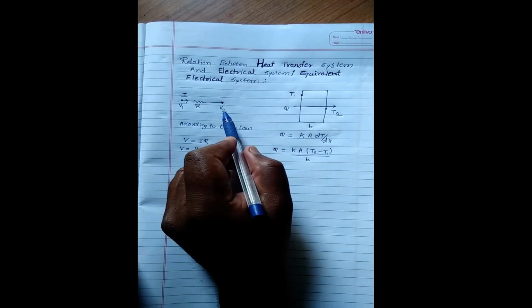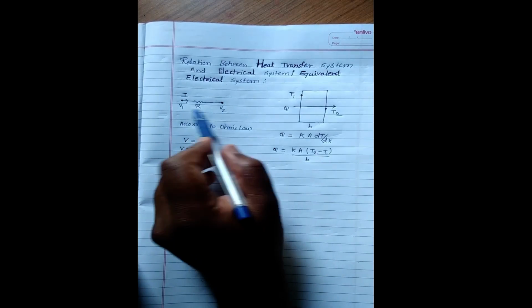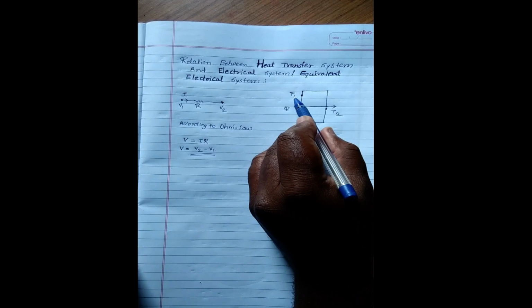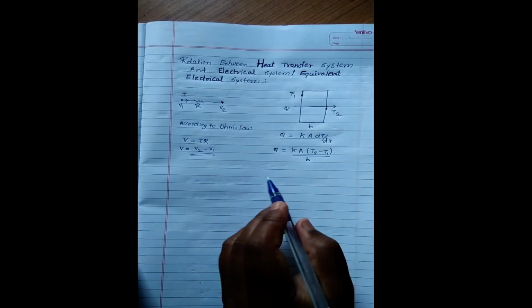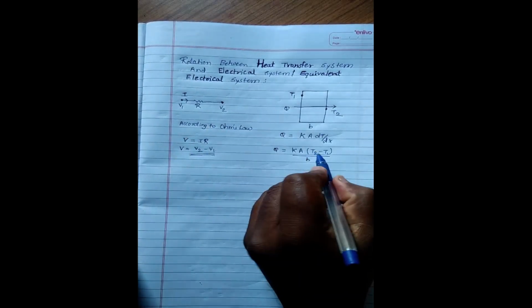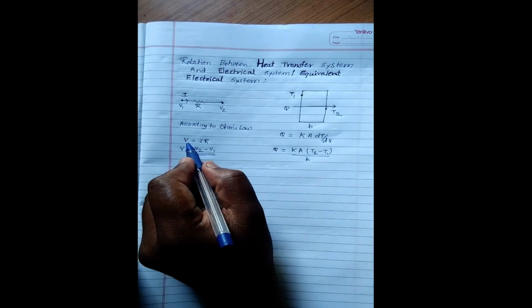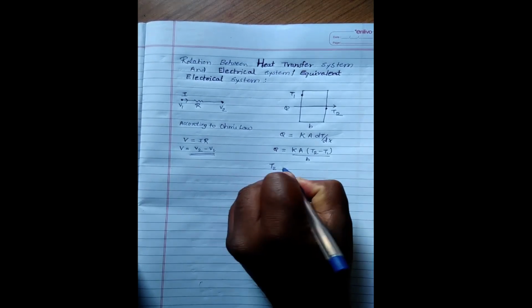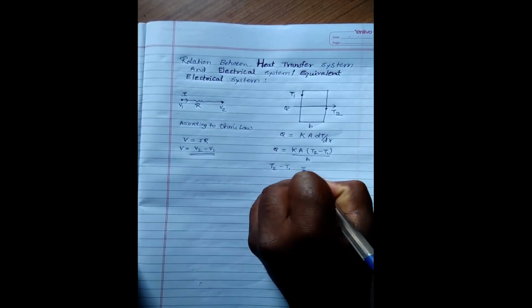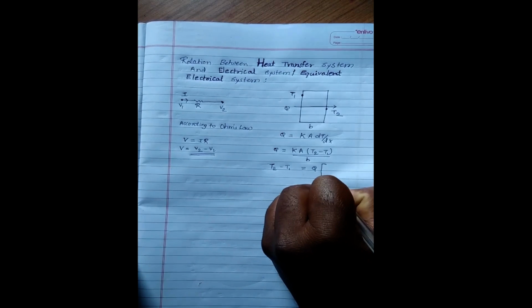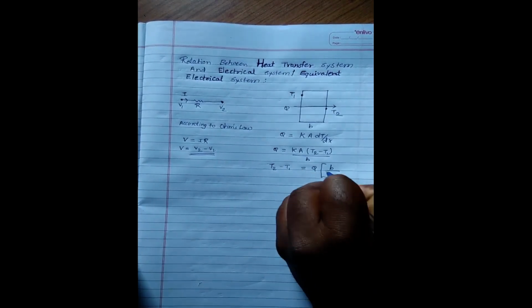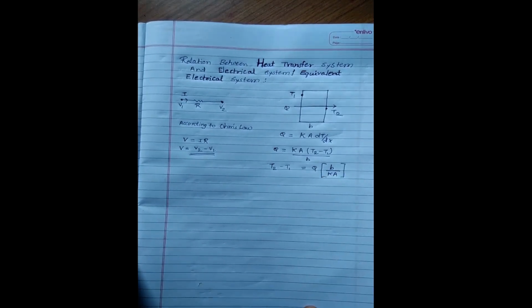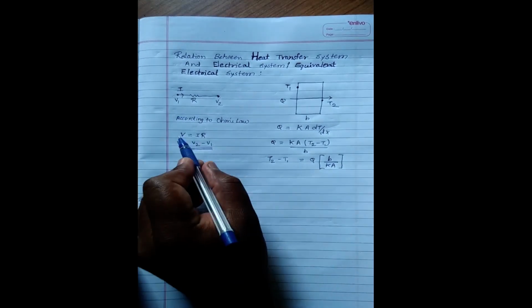Here there is a voltage difference. This phi is nothing but the voltage difference, and here we are using the temperature difference. So we try to rearrange it in the form of phi is equal to IR. So we will write T2 minus T1 is equal to Q into B by Ka.